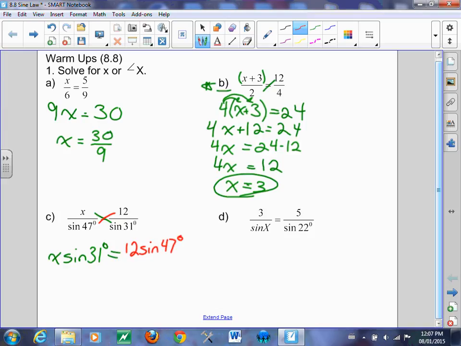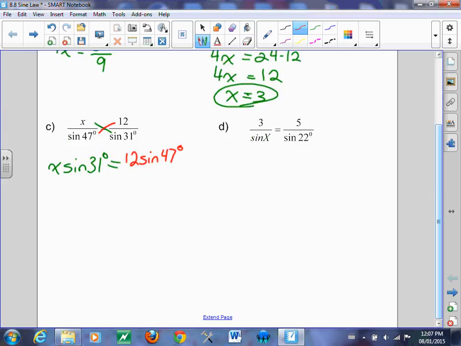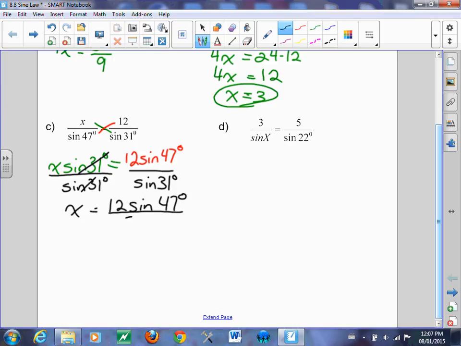Now what we want to do here, folks, is we want to get x by itself. So currently it's times by sine 31. You got to do the opposite, which is divide by sine 31. Whatever you do to one side, you do the same to the other. So that cancels that out. So you've got x equals 12 sine 47 degrees divided by sine 31 degrees. Plug her in your calculator, ladies and gentlemen, and you're going to get x equals 17. Okay, and that'll be units of centimeters, meters, kilometers, whatever the units are given in the triangle.